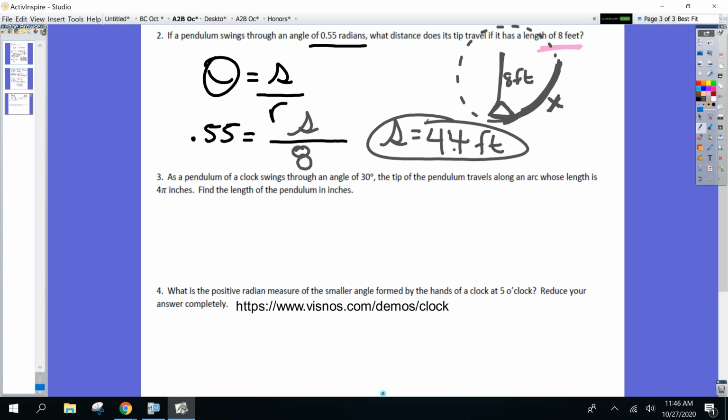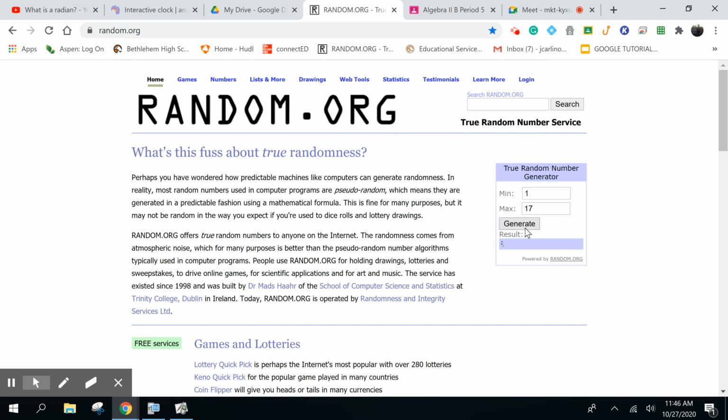All right, 2 more. Another pendulum question. Now it swings through an angle of 30 degrees. And now I tell you the length of the arc. Everyone see that? It travels along an arc length that's 4 pi. Find the length. Hopefully you guys aren't getting ahead of me here, because this one's got a trap in it. I've got to pick up my energy here too because we're low now.